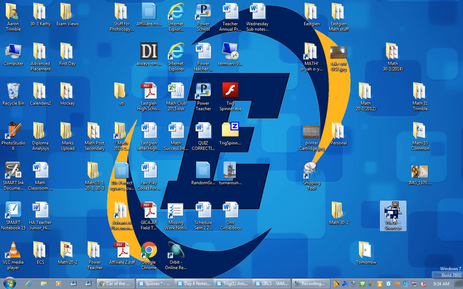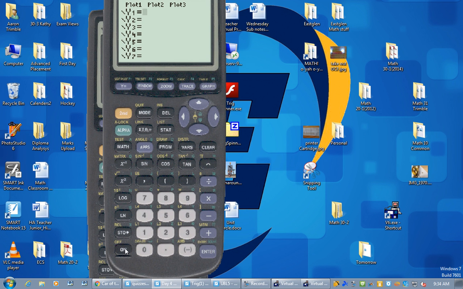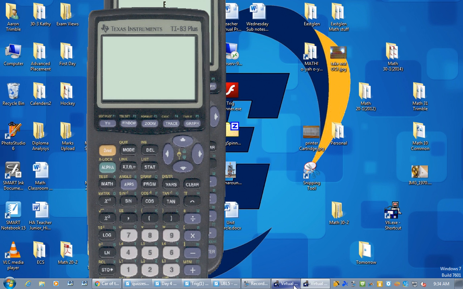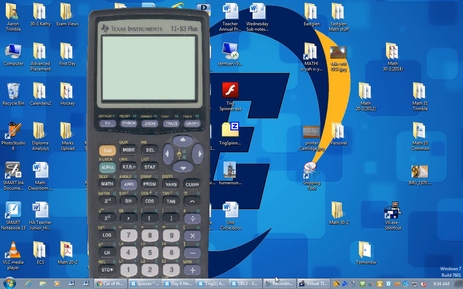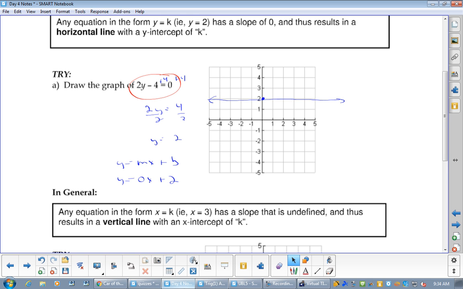So, again, let me just graph it so you can see. Sorry, y equals 2. Zoom 6. There it is. Okay, I could even do this for you. y equals 0x plus 2. There it is. Shows the slope of 0. Okay, life is good, right? Okay, makes sense?